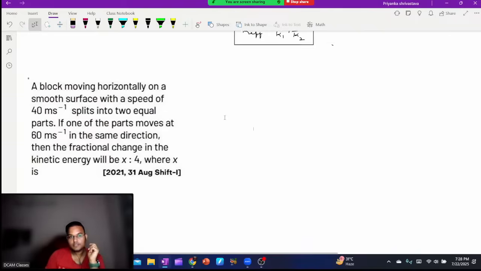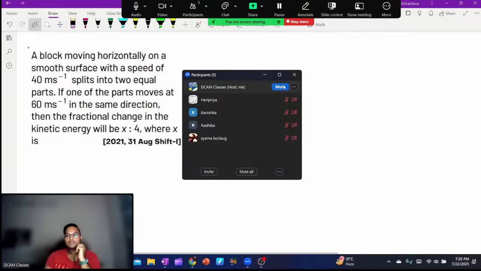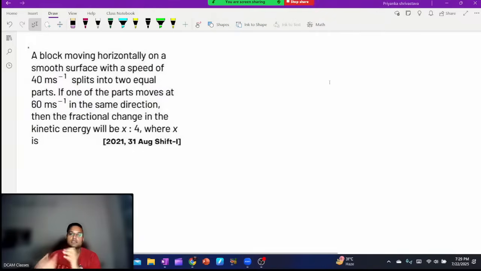Can you solve this question? Yes, sir, I could. Tell me. One second, I'll solve it and let you know. Haripriya, Radhika, Kanishka, just read the question and then tell me what concepts you will be applying to solve the question.